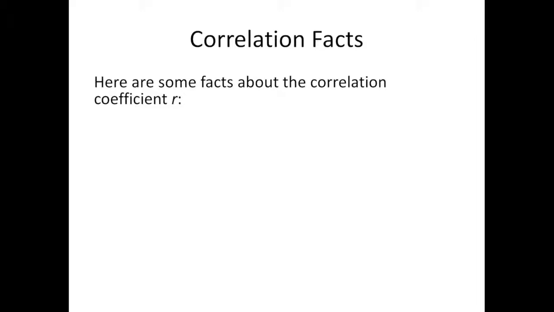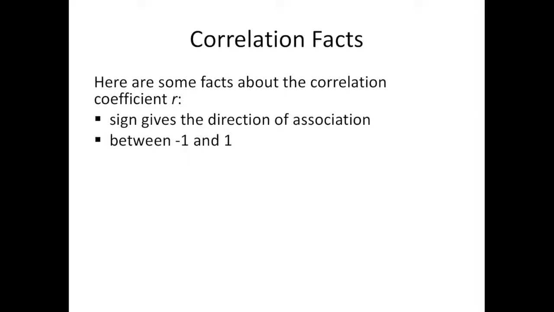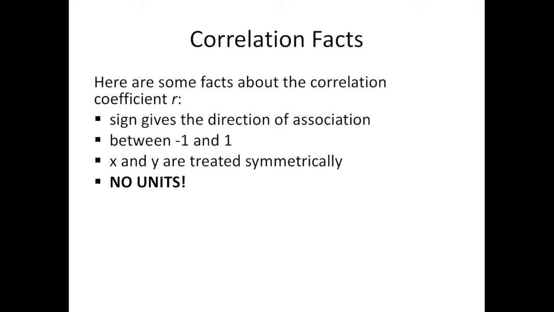So some facts about correlation. The sign gives the direction of association. It's between -1 and +1. That's unproven here, but we'll see later on where that comes from. X and Y are treated symmetrically, meaning that it doesn't matter if I put miles per gallon on the x-axis or the y-axis, my correlation coefficient R should be the same.